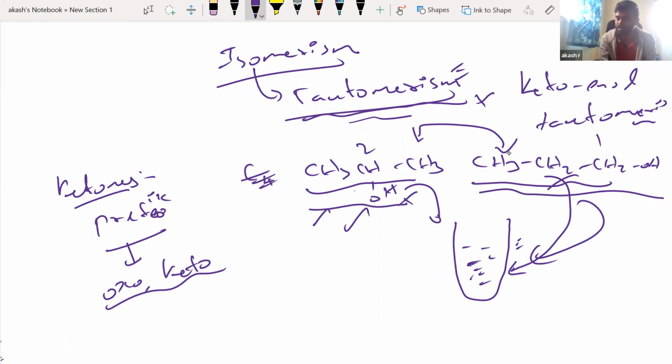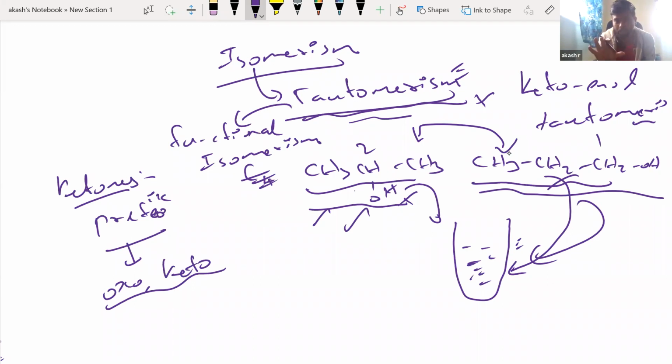From the name itself, you can understand. Tautomerism is actually a type of functional isomerism. We know what functional isomerism is: same molecular formula, but different functional groups will be there. Here also it is functional isomerism only, except that that particular isomer can convert itself into another functional group.